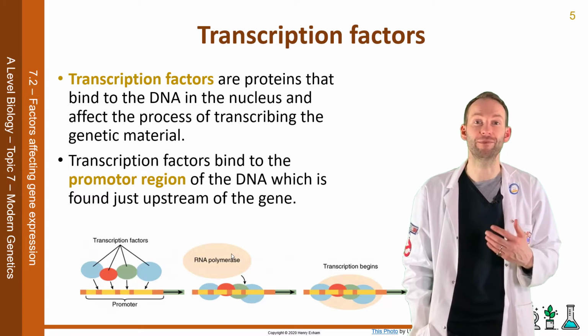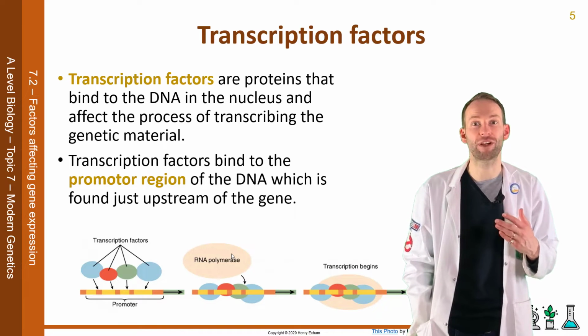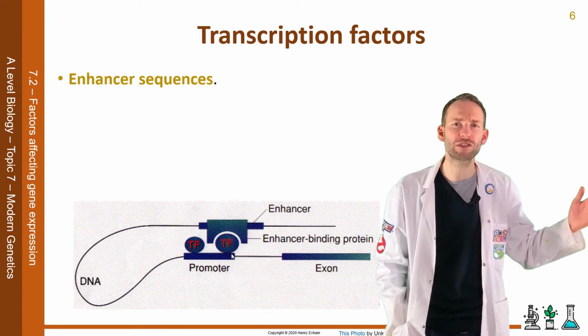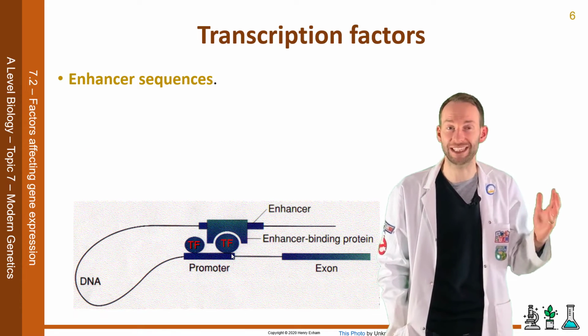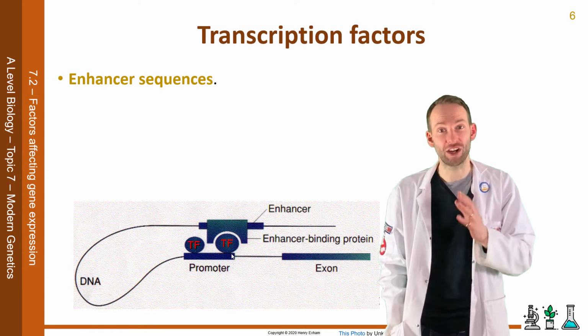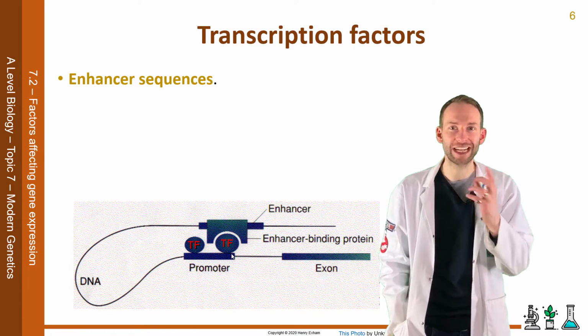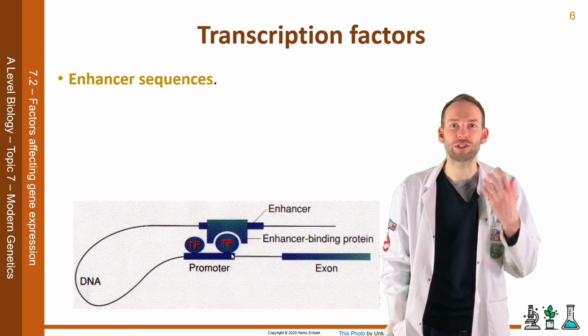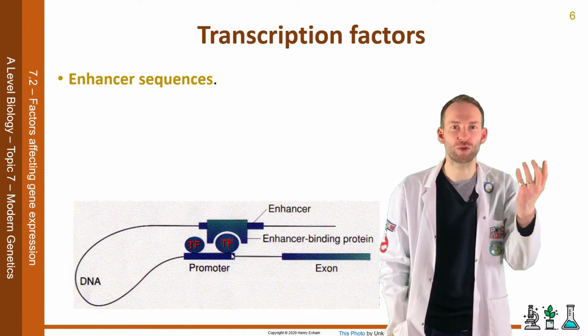Transcription factors bind to a particular region called the promoter region of the DNA, which is found just upstream of the gene. Now, some transcription factors bind to regions known as enhancer sequences. Now, these sequences can be thousands of base pairs from the actual gene in this case. And when the transcription factors bind to these enhancer sequences, they can actually change the whole structure of chromatin. Remember, chromatin is the wound up DNA in the nucleus. It's all jumbled and wound up.